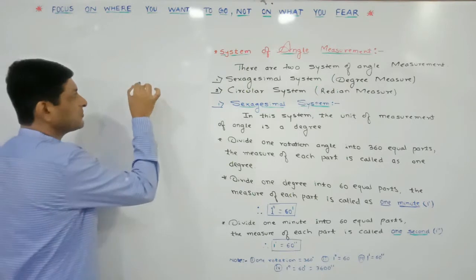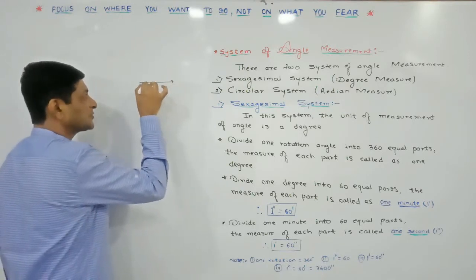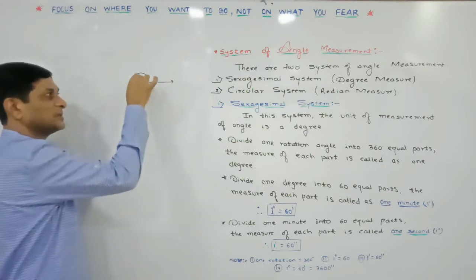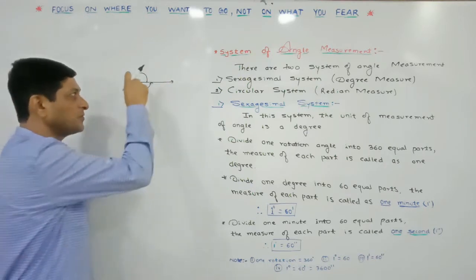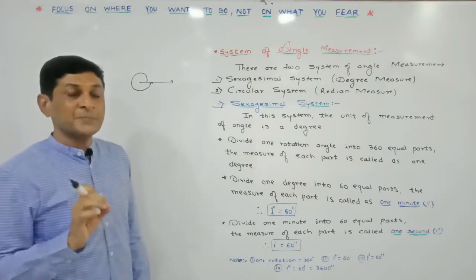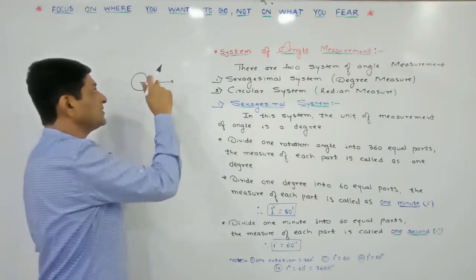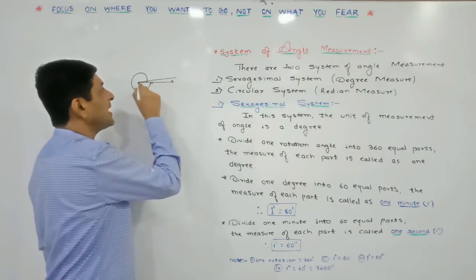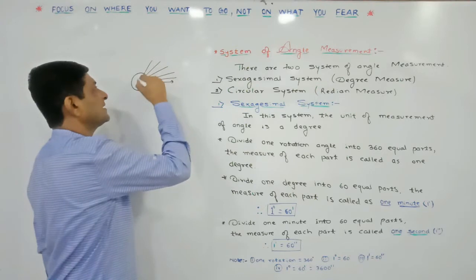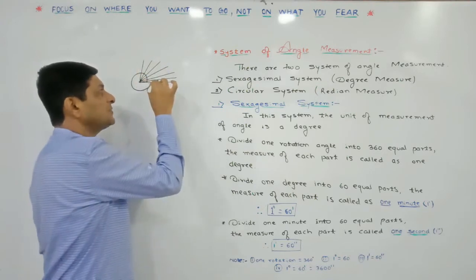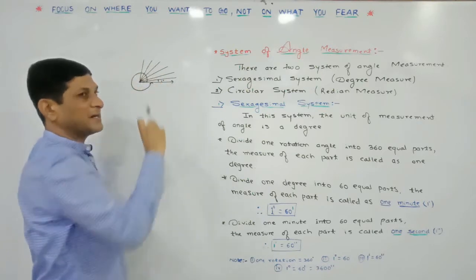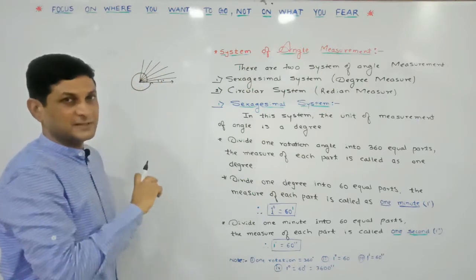So now we know that one complete rotation is of how many degrees? 360 degrees. One complete rotation, or we can say one revolution, is 360 degrees. In short, one revolution is divided into 360 equal parts, and each part is called 1 degree.